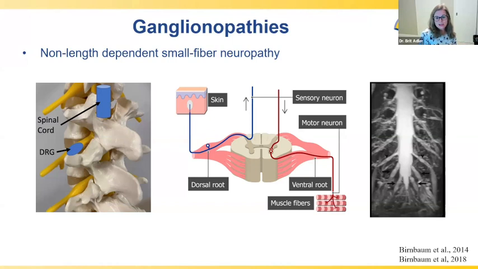And Dr. Julius Birnbaum, who used to be at Hopkins, did MRIs of Sjögren's patients with neuropathy and showed that there was actually inflammation of their dorsal root ganglia on MRI. He published a very nice paper showing that the inflammation in the dorsal root ganglia on MRI actually improved after giving patients IVIG. So this is an important neurologic complication of Sjögren's.